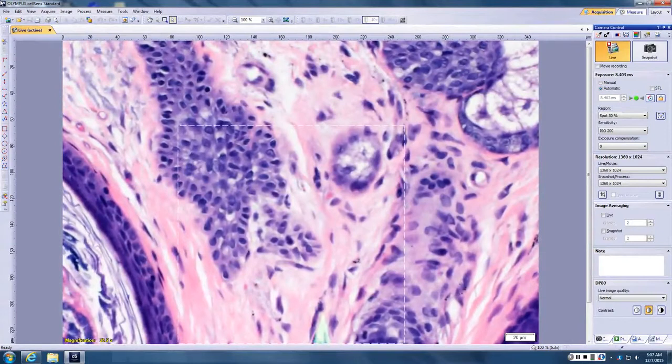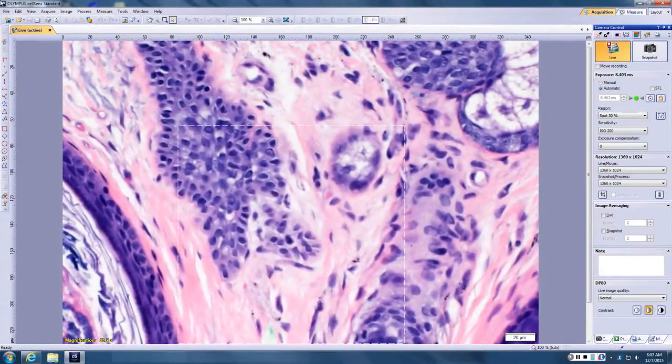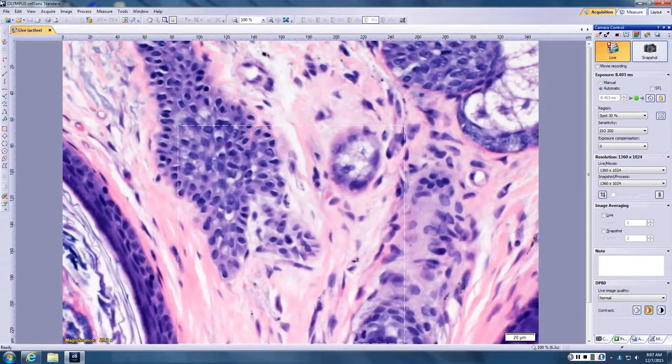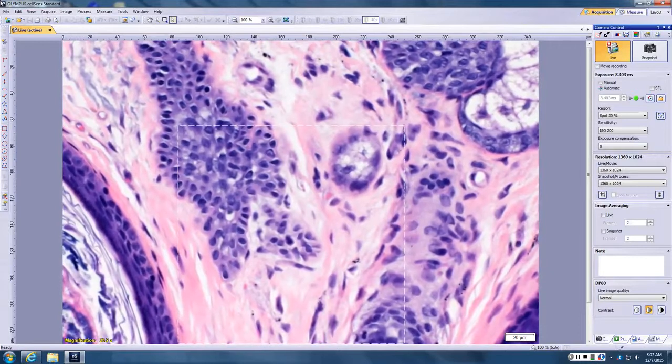And what color is the pigment? It's black. Pretty black. Is it particularly in melanophages? In macrophages? Or is it just kind of out there? Yeah, it's just kind of out there. It's not all in perivascular macrophages like tattoo pigment would be. And it's kind of fine particulate. Really, the individual granules stand out.